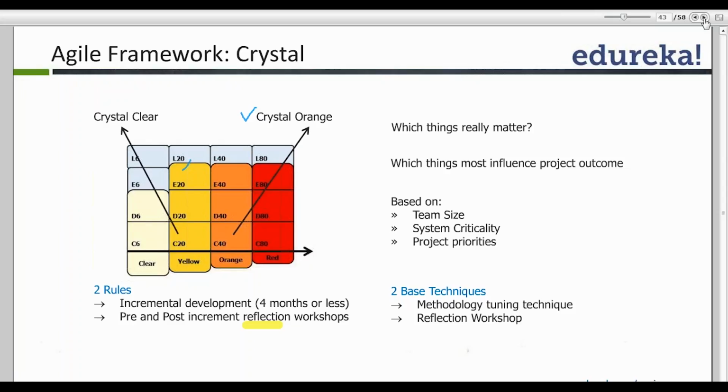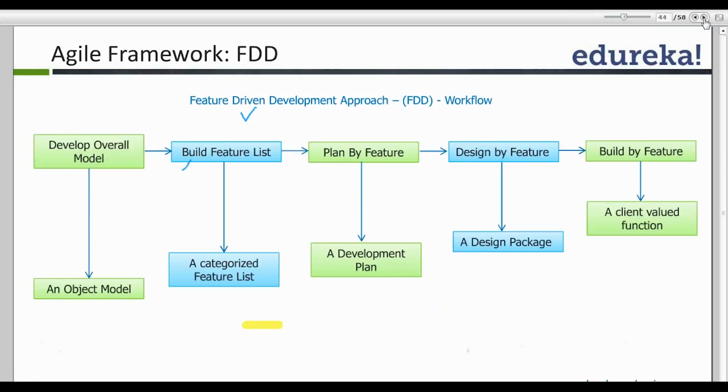Moving ahead, FDD, feature driven development. That's another flavor of Agile. Okay, I have a question here.